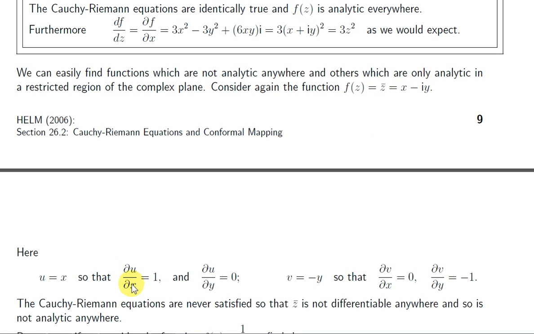If we get the partial derivative of u with respect to x, we get 1. The partial derivative of u with respect to y is 0. As for v, the partial derivative of v with respect to x is 0, and the partial derivative of v with respect to y is minus 1. We see that du/dx is not equal to dv/dy. 1 is never equal to minus 1 for all points in the plane. du/dy does equal minus dv/dx. The second Cauchy-Riemann equation is satisfied, but that's no good. The first one is not satisfied, so it means that the function z bar is not differentiable anywhere, not even at 0.